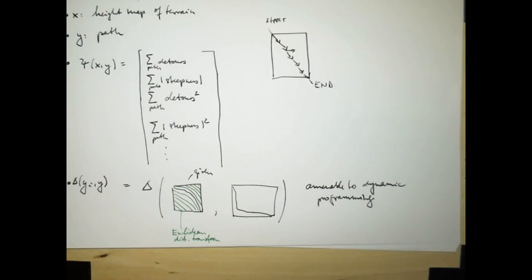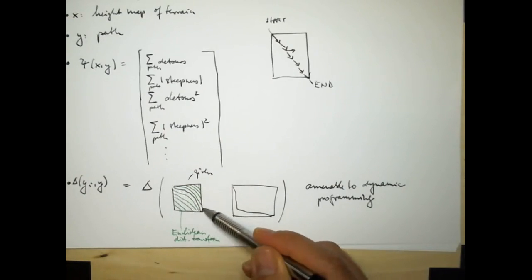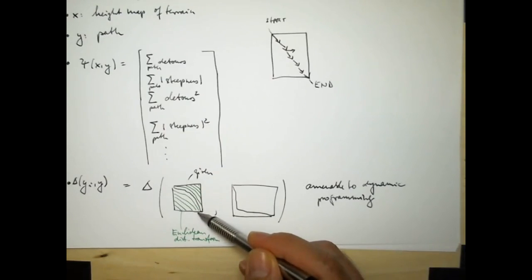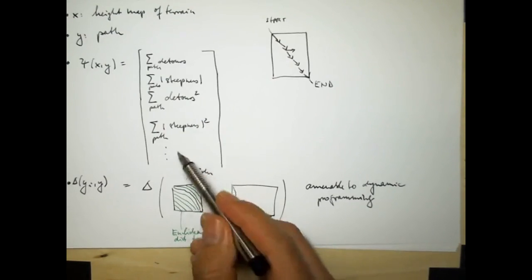Now, for the most violated constraint, I want to find a path that is as dissimilar as possible from the true path, and which yet scores well.